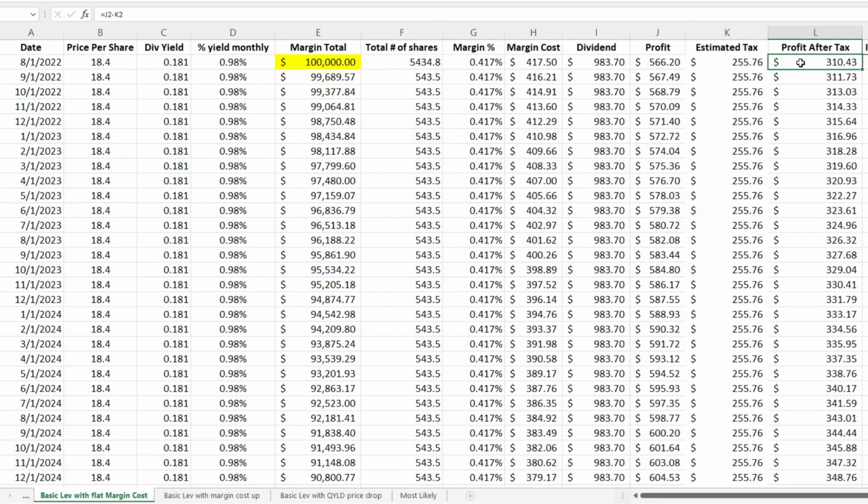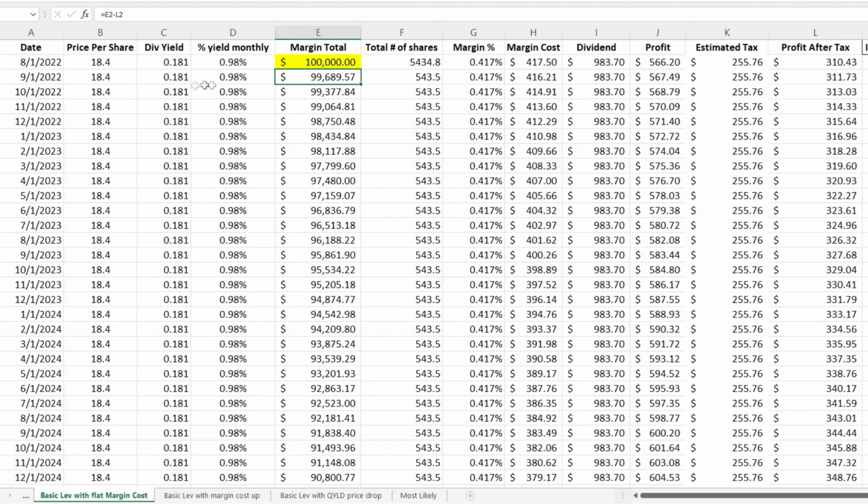And then last but not least, we have our profit after tax. So if we have a profit of $566, a dividend of $983, after taxes, it's a profit of $310. And then the way this spreadsheet works is we put it back into the margin total to subtract from our loan.